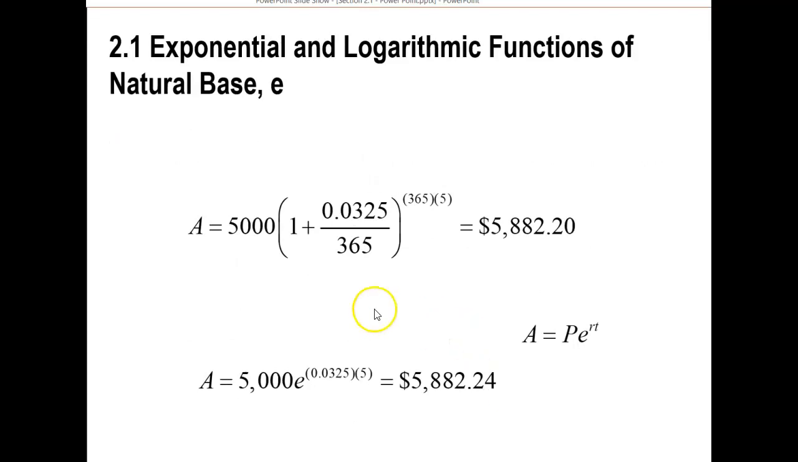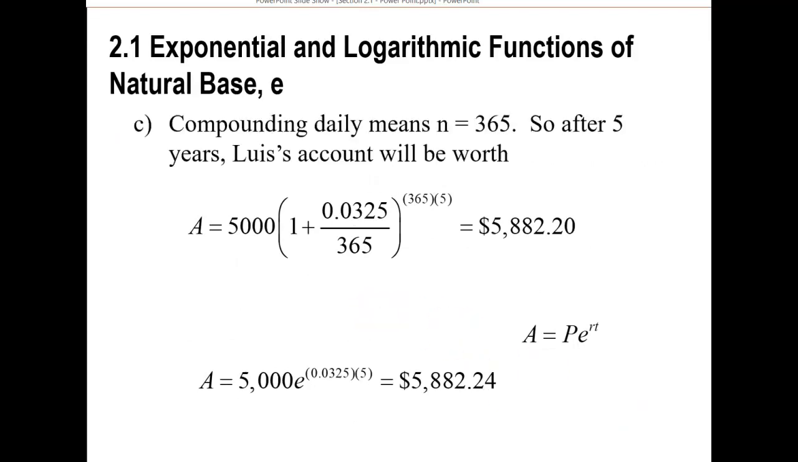All right, this would be part C. Compounding daily means n is 365. So after 5 years, his account will be worth 5,000, 1 plus 0.0325. This time n is 365. So that goes here and here. Everything else stays the same. Plug that in your calculator, you get $5,882.20.